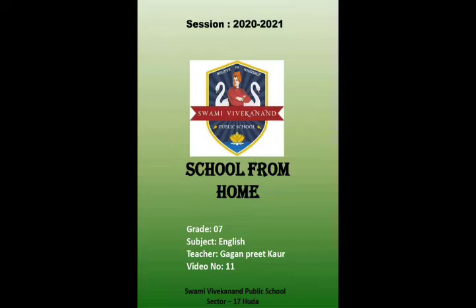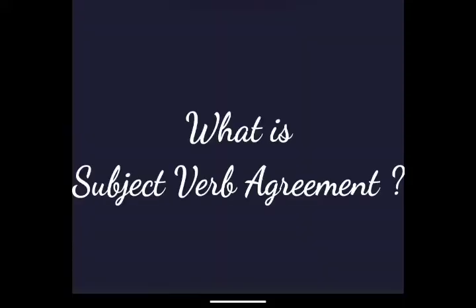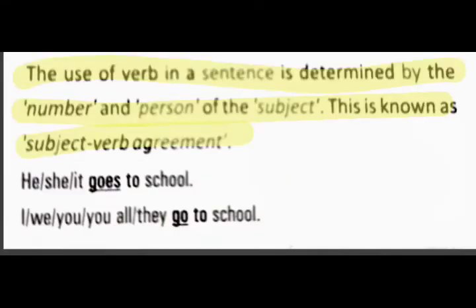I am an English teacher Gaganpreet Kaur, and today we are going to start with another topic of English grammar, that is subject verb agreement. So students, first of all let's see what is subject verb agreement. The use of verb in a sentence is determined by number and person of the subject. This is known as subject verb agreement.